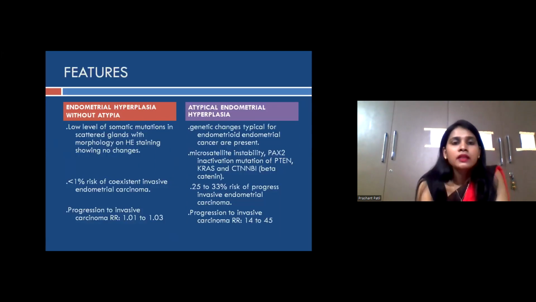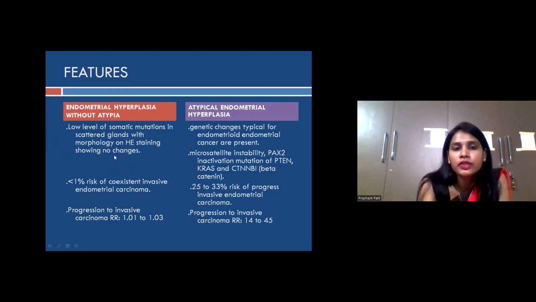So in hyperplasia without atypia, we have a low level of somatic mutations. We have a genetic factor involved, like I told you.